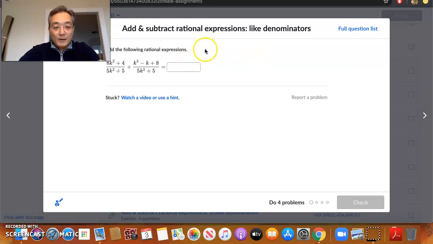Hi everyone. So today we're going to look at how to add and subtract rational expressions with like denominators. Okay, so let's begin. On this first problem, we have two rational expressions with the same denominators, with like denominators. Well, if we're adding rational expressions with like denominators, it's basically like adding fractions with like denominators.